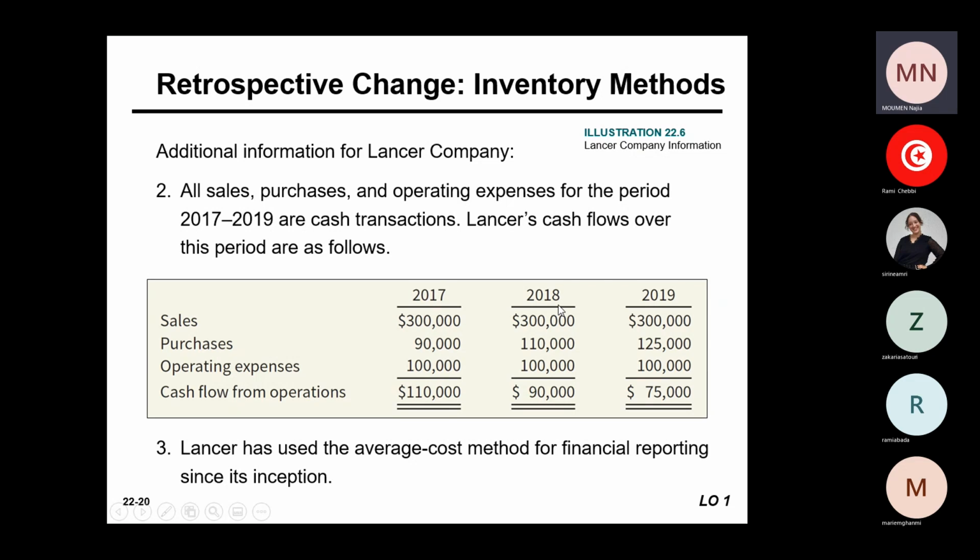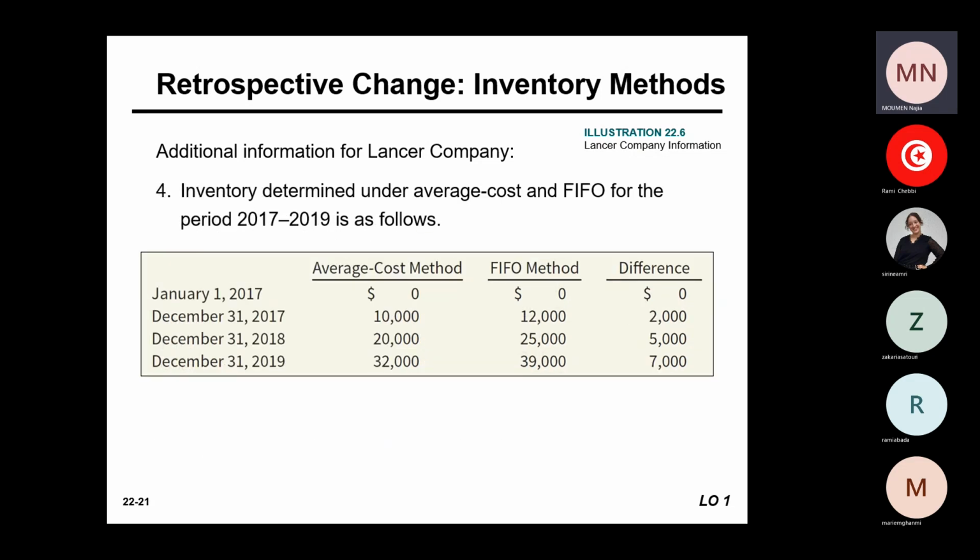So in 2017 and 2018, they were using the average cost method. But now in 2019, they decided to switch to the FIFO method, okay? We also got additional information that's important, because we need the inventory valuation under both the average cost and FIFO for that period, okay?